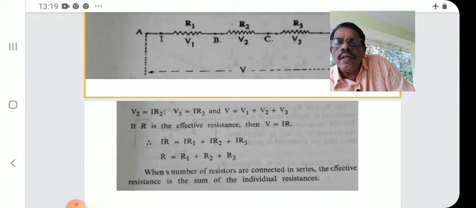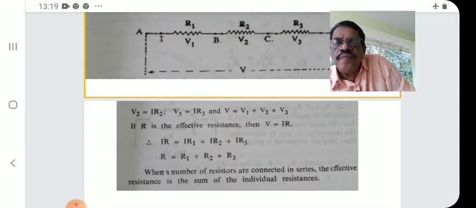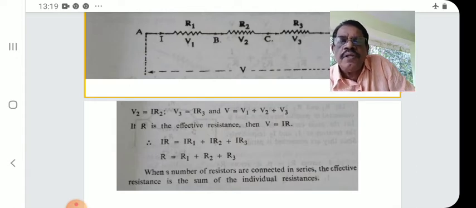We apply Ohm's law. And for the effective resistance, we write V is equal to I into R, where R is the effective resistance. So V1 is IR1, V2 is IR2, V3 is equal to IR3, and V is equal to IR, where R is the effective resistance. The current is the same in the circuit, in all resistors. So we put these values in the above equation. That is IR is equal to IR1 plus IR2 plus IR3. I cancels throughout. That is R is equal to R1 plus R2 plus R3.